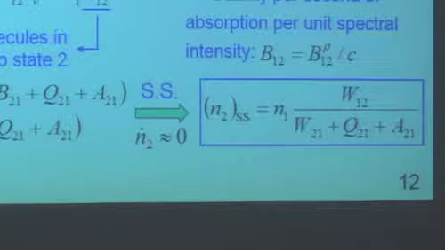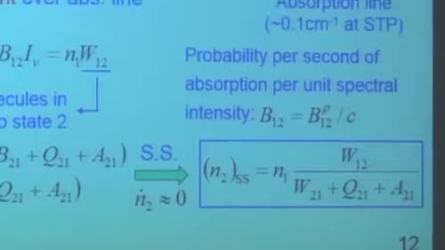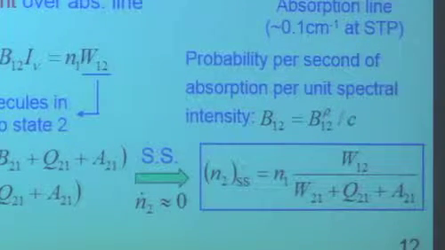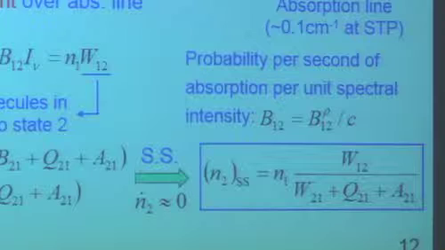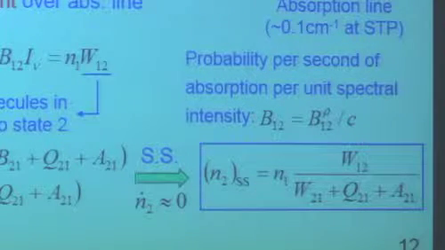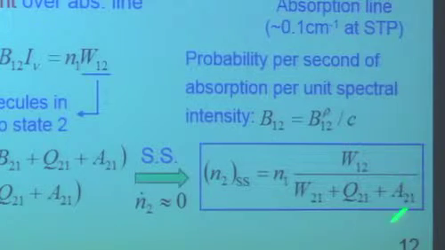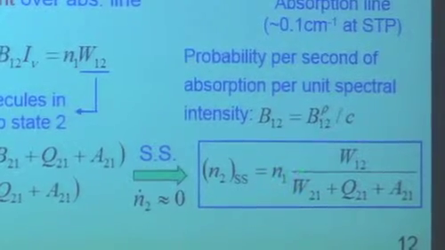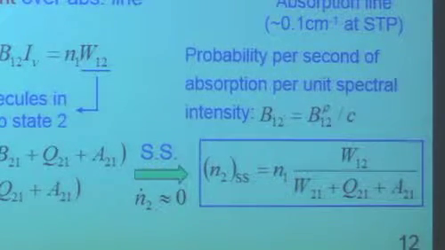Now you're beginning to see the problem. What's N1? That's the number density in the absorbing state. If you knew the temperature, you know the relationship of that N1 to the total density of that species, which is usually what you want. So if you know the temperature, this is just the Boltzmann fraction times the number density.